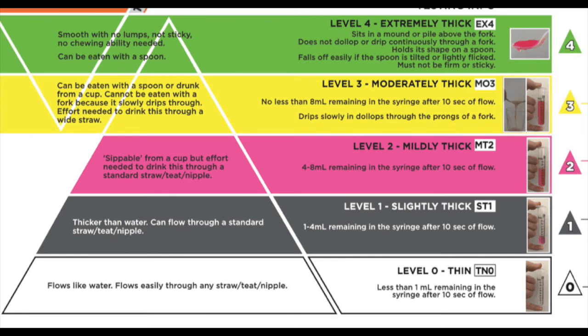However, for level 1, slightly thin, you could have had milk or tomato juice, which is thicker than water. For level 2, mildly thick, you could have had nectar or a milkshake. And for level 4, another example you could have had for extremely thick would have been yogurt. As you can tell, there are many different consistencies, and don't forget that you can always test them using the flow test.